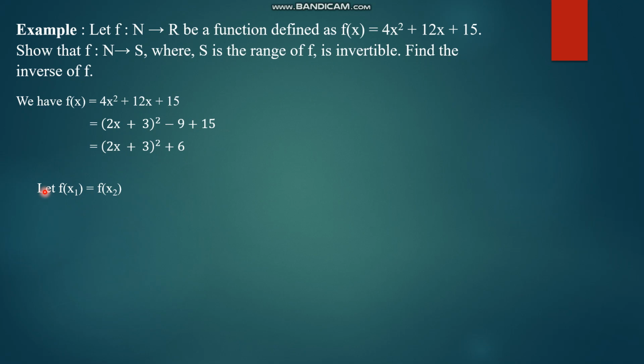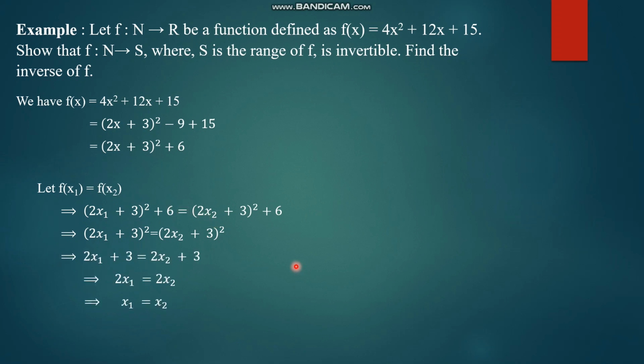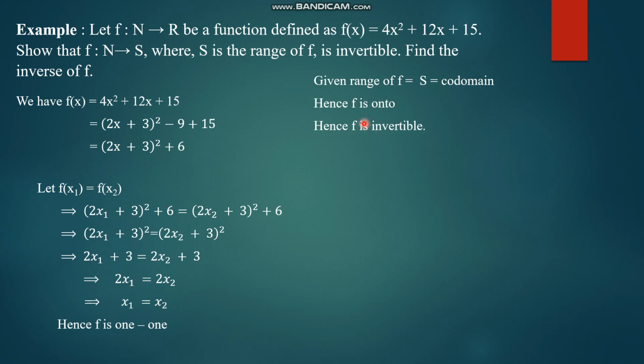Now we will go with the flow. We will take f of x1 is equal to f of x2. So we'll get the same thing like this, and we can simplify. 6 cancels, square cancels, and we get x1 is equal to x2. Therefore f is one-one. But again, this is very easy because they have given that f from N to S, where S is the range, is invertible. They have themselves given this is the range. So range is codomain, which is given. Therefore the function is onto and invertible.